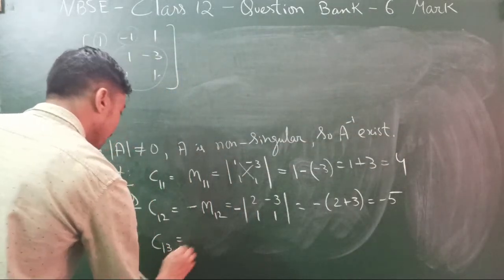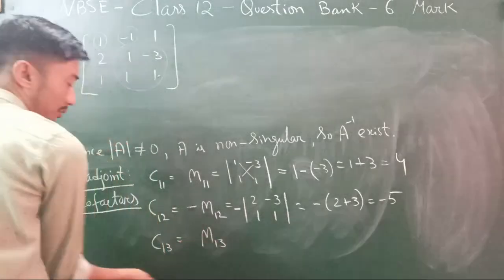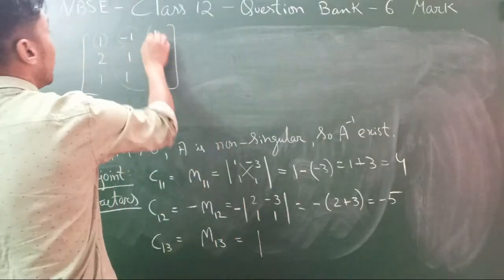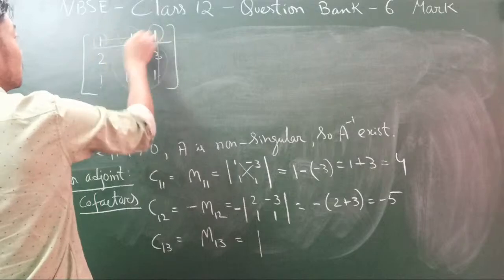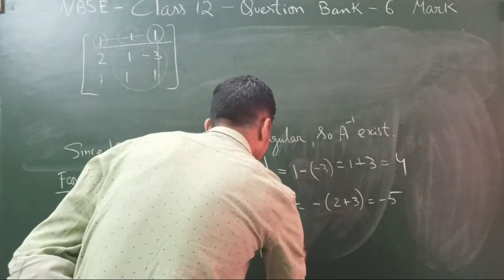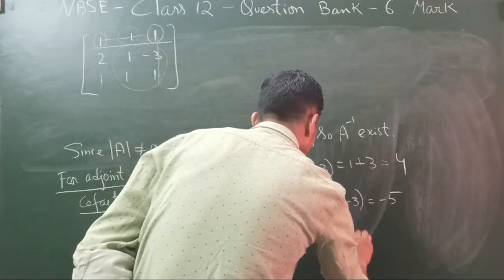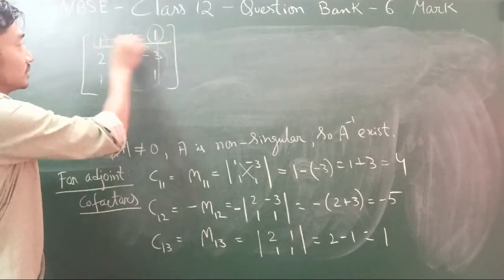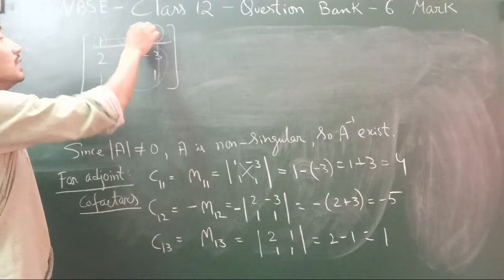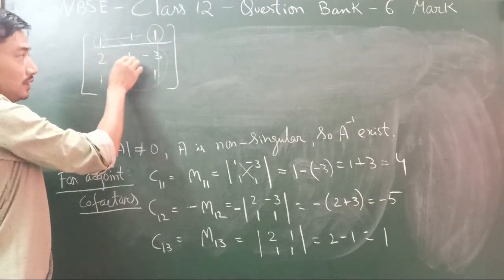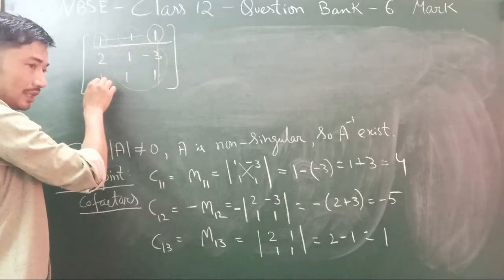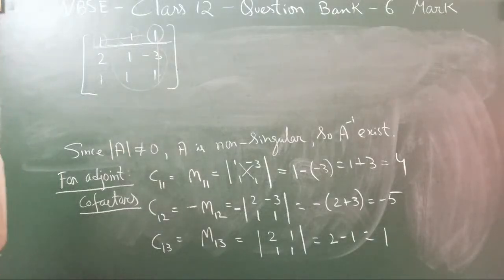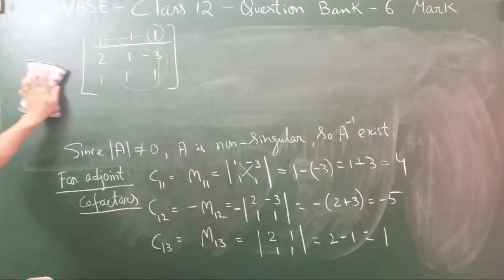Similarly, C13 will be M13. This time, of course, it's going to be positive because 3 plus 1 is 4. So that's even. So that will be M13. Ignore its row and its column. So 2, 1, 1, 1. 2 ones are 2 minus 1, so that's 1. So these are the cofactors for the first row: C11, C12, C13. Similarly, we will find out C21, C22, C23, C31, C32 and C33. So 1, 2, 3 done. The rest I'll do directly.